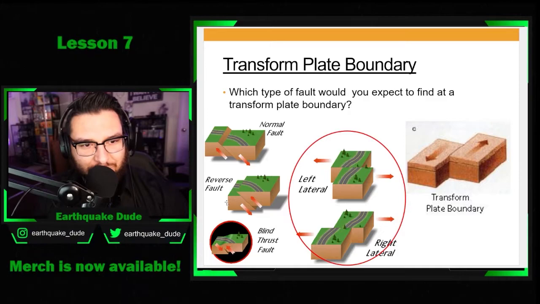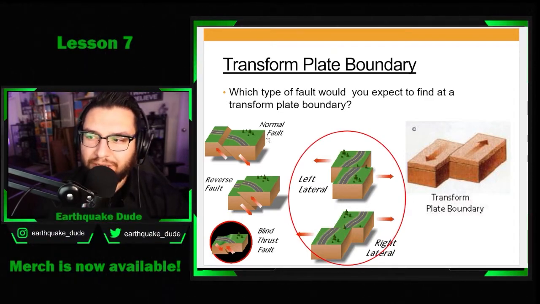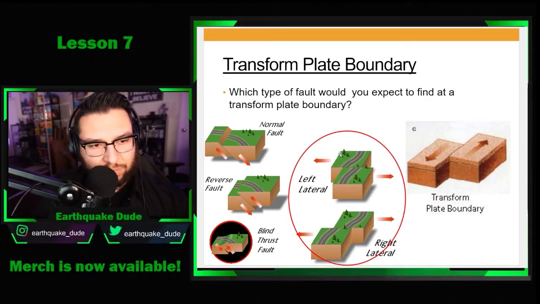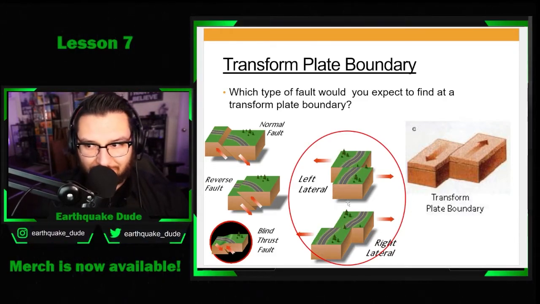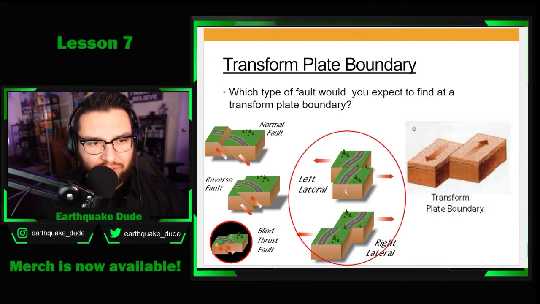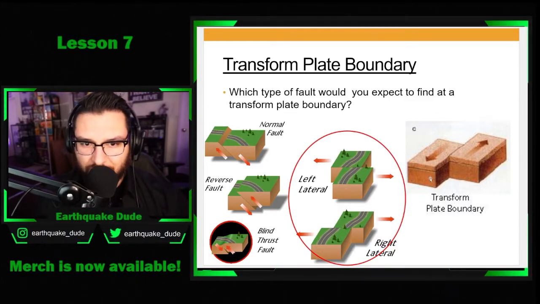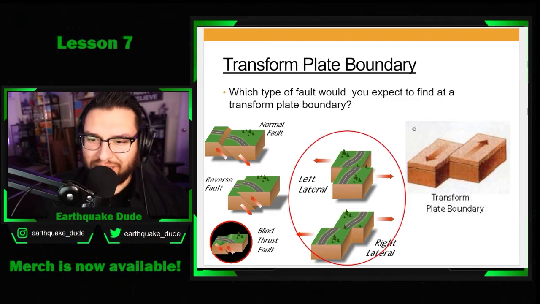So, horizontal movement. As a result, you get this shearing stress being created from these transform boundaries, and the types of faults associated with transform plate boundaries are going to be your strike slip faults, your left laterals and right laterals, depending on the sense of motion. Those strike slip faults are associated with the transform boundary. They literally move the same way. They're pretty much the same thing. So pretty easy to remember.